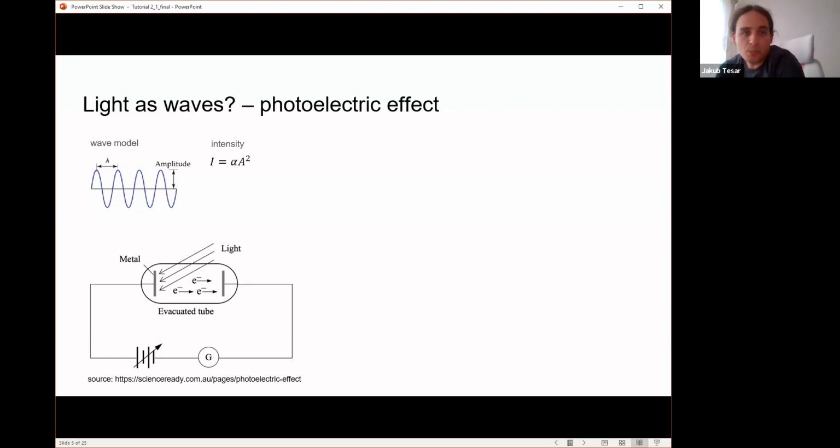The intensity is proportional to the square of the amplitude. So if you have, for example, water waves, and you double the amplitude of the wave, you will actually have energy or intensity transmitted which would be 4 times the original. So there is a square proportion between those two. That's important.